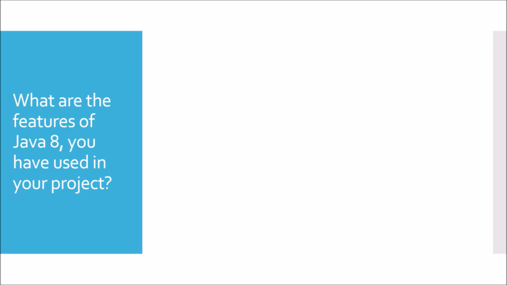What are the features of Java 8 you have used in your project? For my project, I have used LocalDate, Stream API, lambda expression, forEach method, and the @FunctionalInterface annotation. Moving to next question.